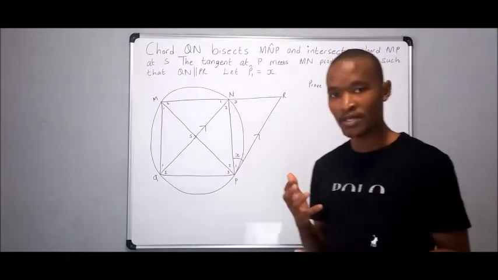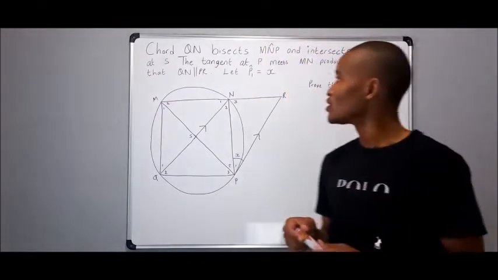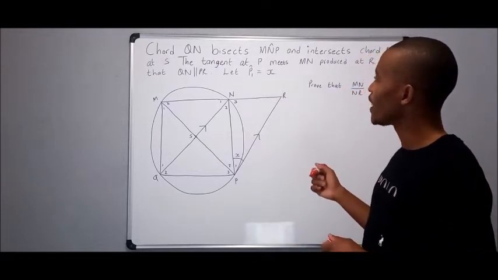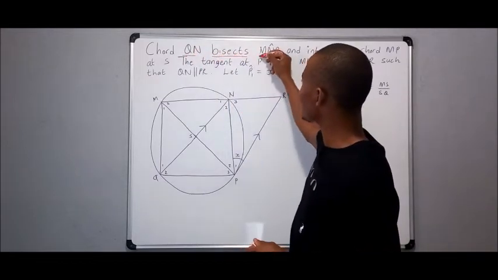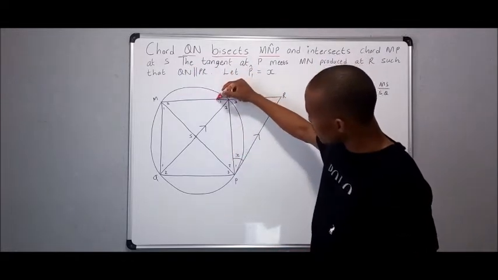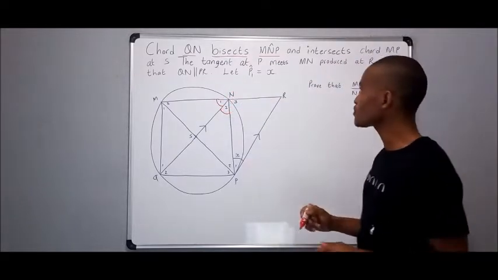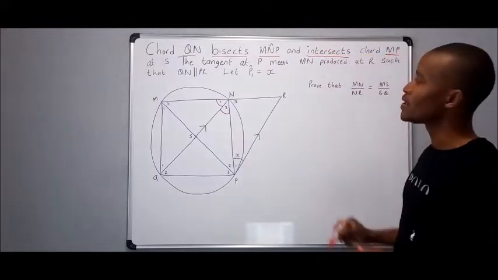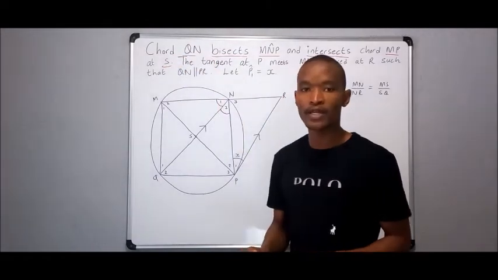So at this level of mathematics, this gives us a sense of what? Proportionality theorem. Yes. Good. So let's look at the keywords in the question. We have a chord, QN. And this chord QN, what does it do? It bisects angle MNP, meaning that angle N1 is equal to angle N2. And the same chord intersects chord MP at S. Okay, so S is a point of intersection.